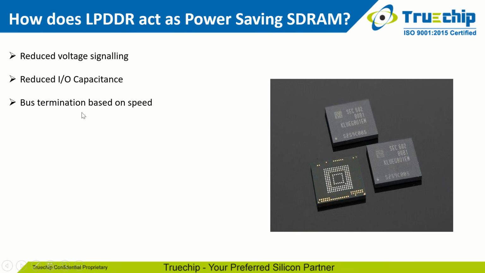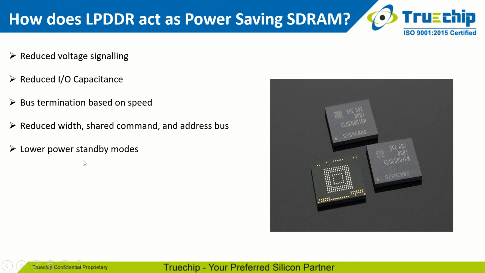Optional bus termination based on speed, so that the bus termination can be off at lower speed and on at higher speed. Reduced width shared command and address bus, for example, where LPDDR3 CA bus was 9-bit wide and from LPDDR4 devices onward it is 6 or 7 bits wide. Low power standby modes. We have faster entry and exit into standby modes.